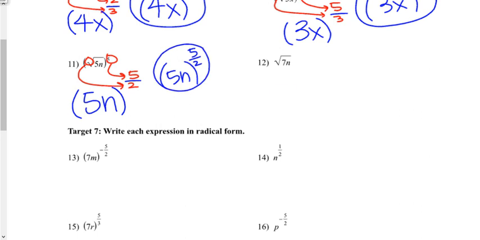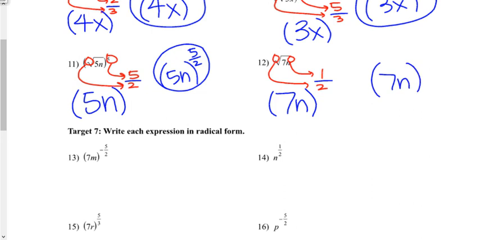Number 12, I have 7n in parentheses to the power of a fraction. My root, since there's nothing there, it's just going to be 2. And then since there's no exponent either, it's just going to be 1. So my final answer, (7n) to the power of 1/2.